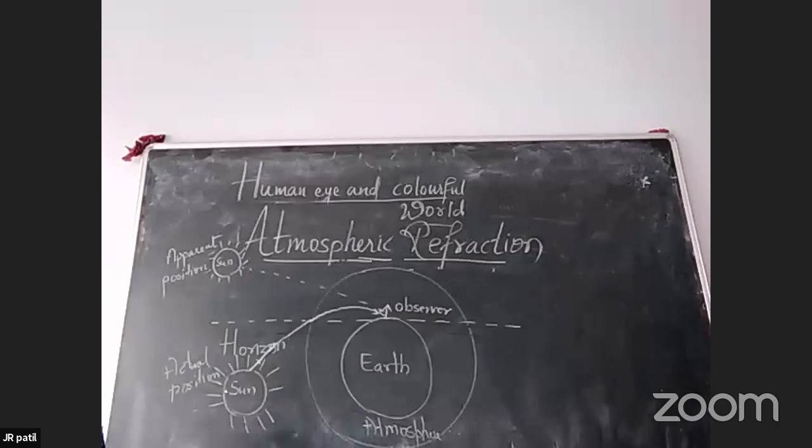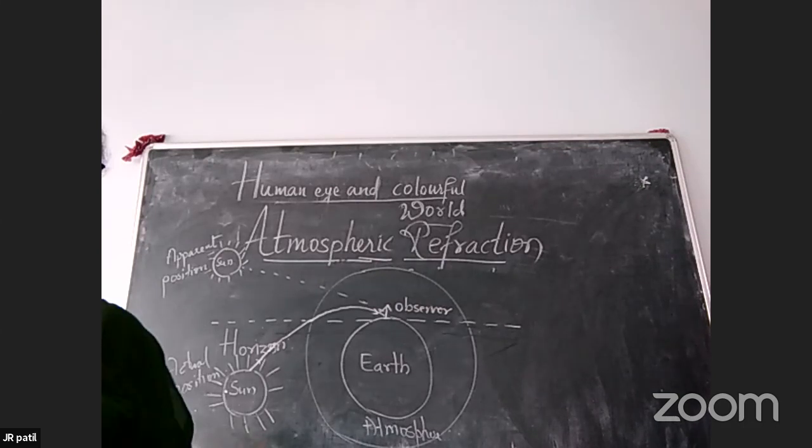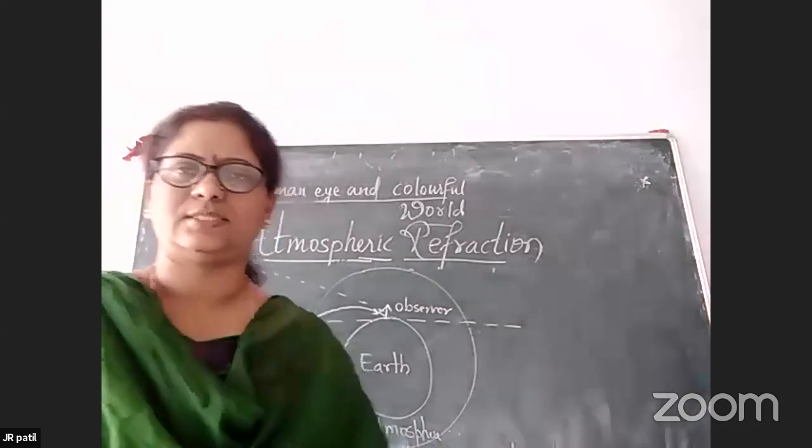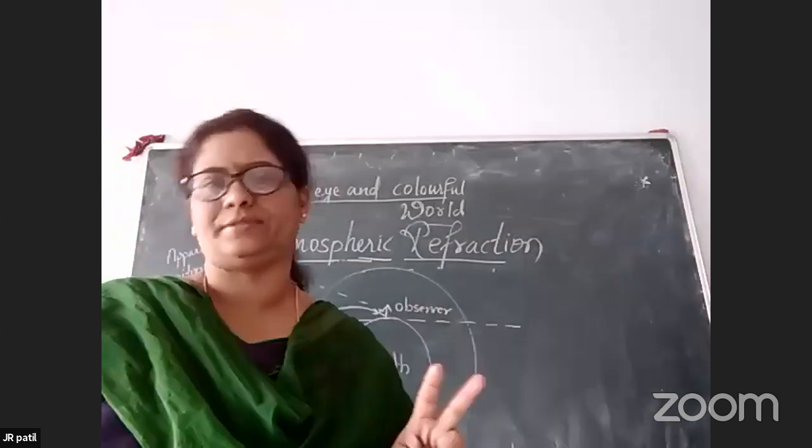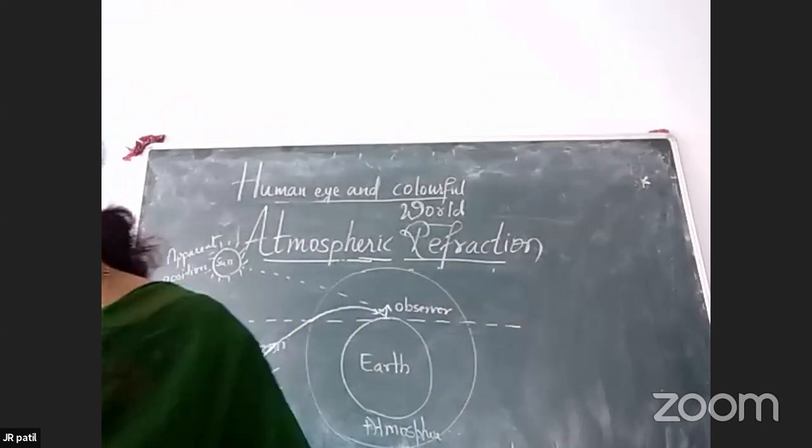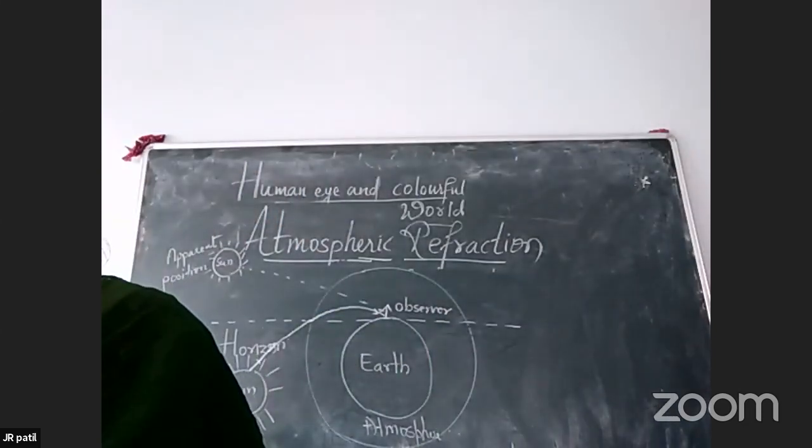We see the sun before the actual sunrise. By actual sunrise we mean the actual crossing of the horizon by the sun. And what is the time difference between actual sunset or actual sunrise? 2 minutes. You have to remember. What is the time duration? 2 minutes.